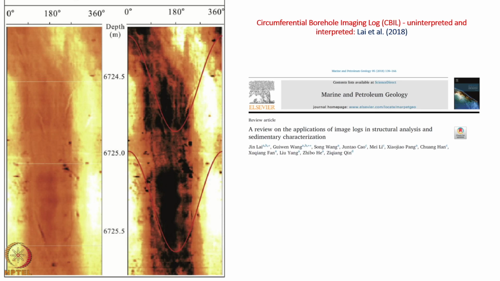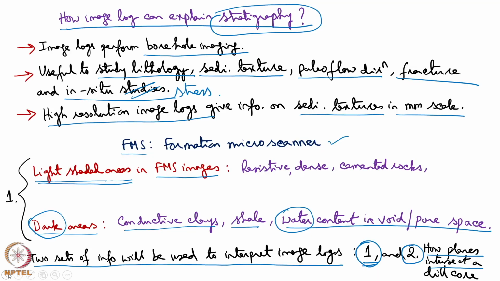We can see in the image certain dark regions and certain brighter regions. This image is after improvement done based on this static image. We can see basically 3 shades of colors here. This is brown, this is yellow, and then there is a white region, and after improvement there are certain black regions, brown and yellow, and the white region. And just to recollect, the dark areas indicate conductive materials and the light shaded region indicates resistive dense cemented materials.